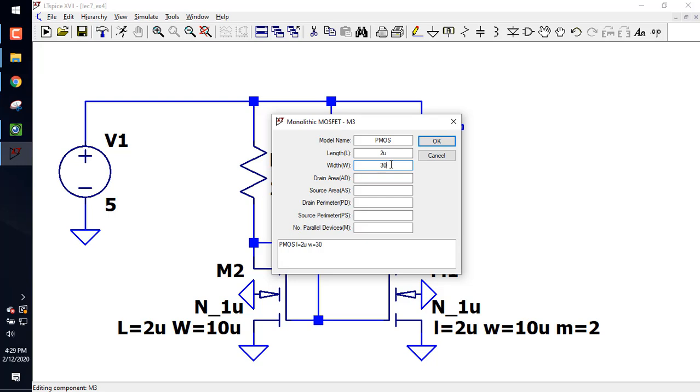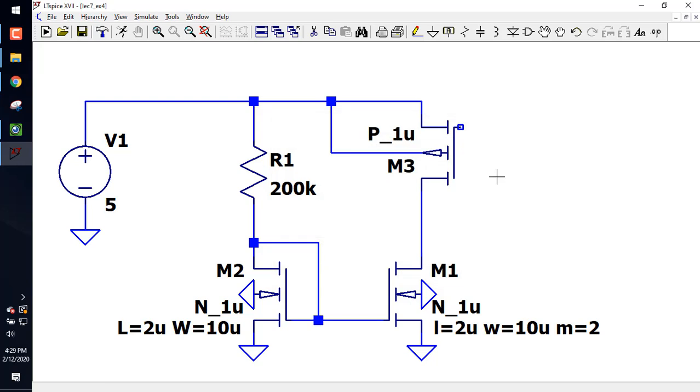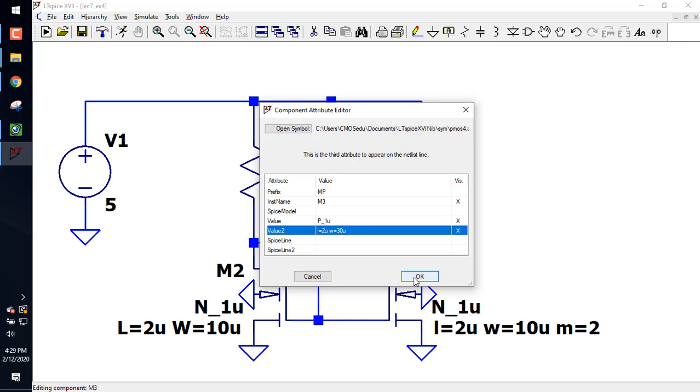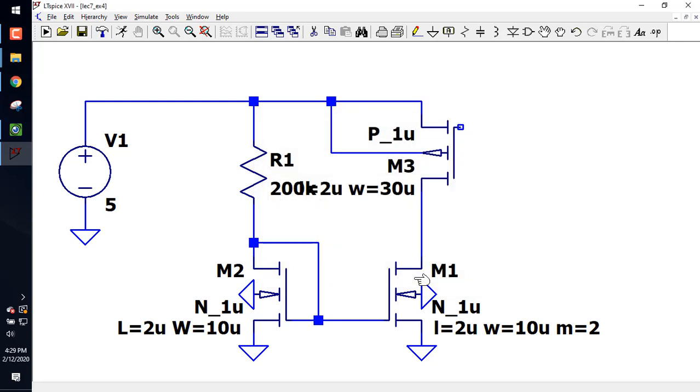Let's put 30u, and then let's just leave it like that. And then let's call the model name P_1U. And you know what? I got a feeling we have to show the sizes. How was it that I did that? Control right click. There it is. Everybody see what I've just done? And actually, let's stretch it over.